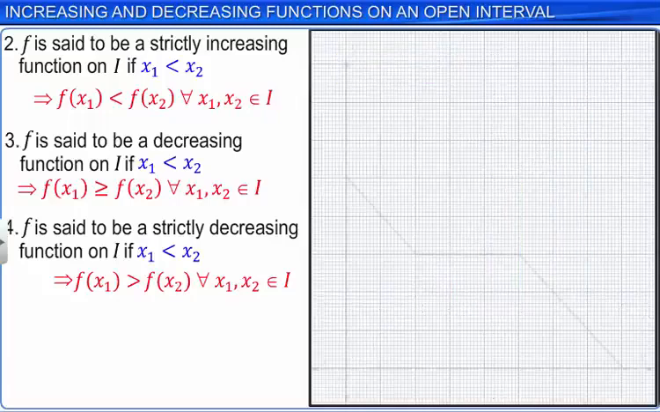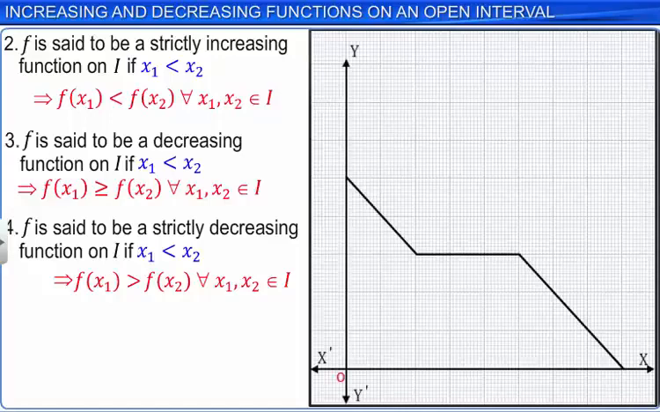Here is the graph of a decreasing function. The straight line on the graph depicts that with the increase in the value of x, the value of the function remains constant at some points. That is, at a few places, f(x1) = f(x2), though x1 is less than x2.